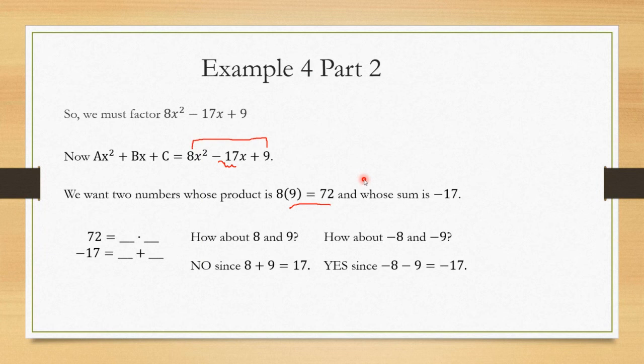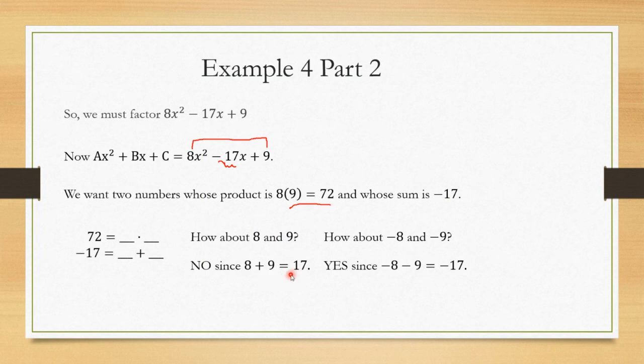Well, how do we do that? Are 8 and 9 going to work? Well, their product is 72, but is their sum negative 17? No. 8 and 9 are out.